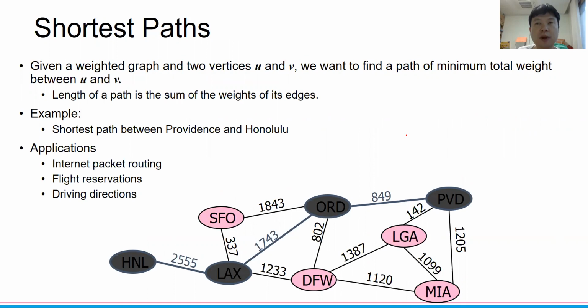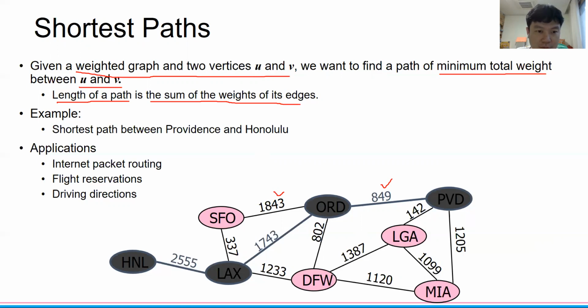The shortest path problem is a kind of problem to find the minimum total weight. So we want to find the minimum total weight between two vertices U and V, and we are given the weighted graph. So the weighted graph is this one. The value of the edge between the two nodes, and we want to find what is the minimum total weight. The minimum total weight means the length of a path. So the length of a path is the sum of the weights of its edges.